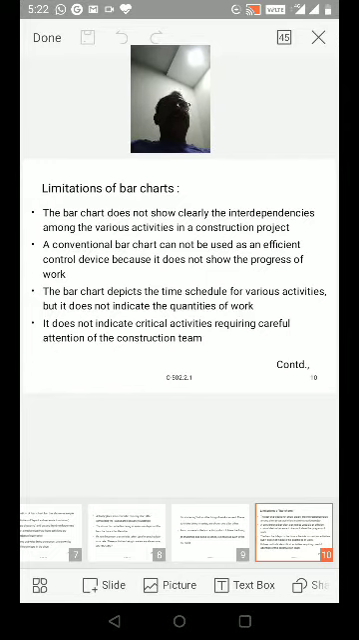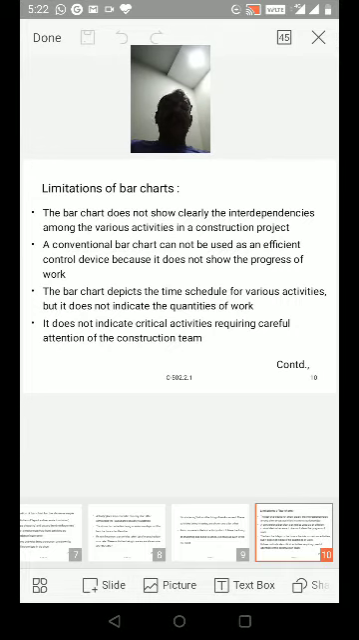The bar chart does not indicate the progress of work. Hence, it cannot be used as a control device. It's very important. The bar chart does not indicate the progress of work, hence it cannot be used as a control device.